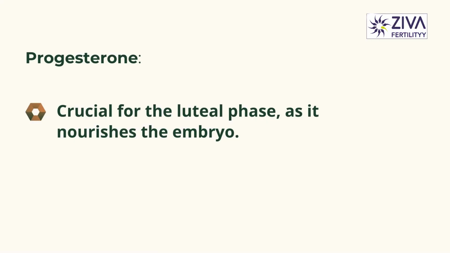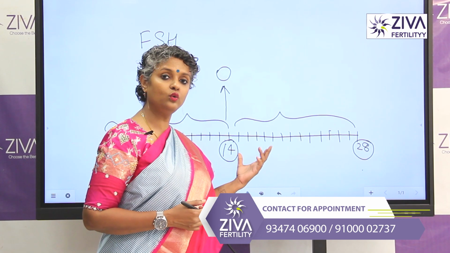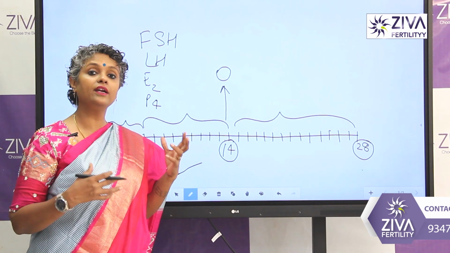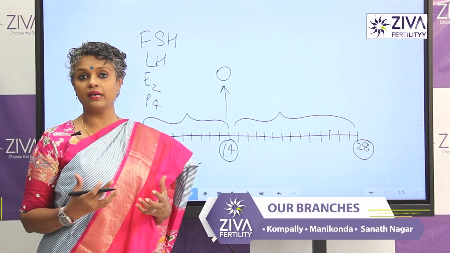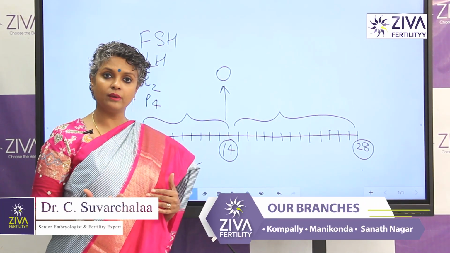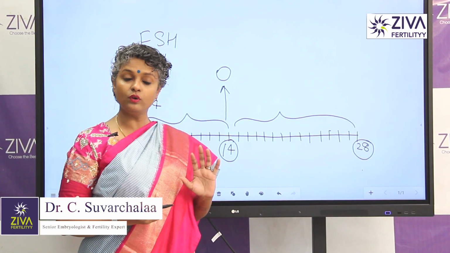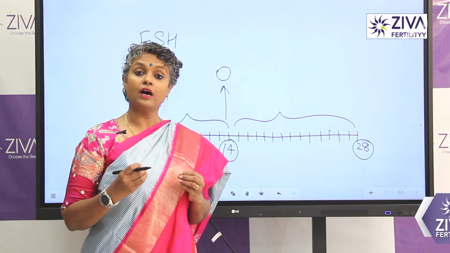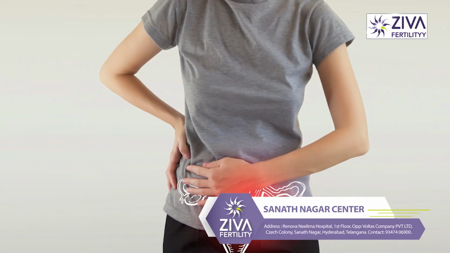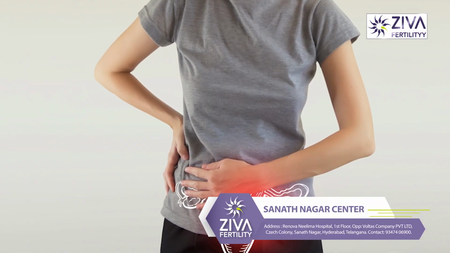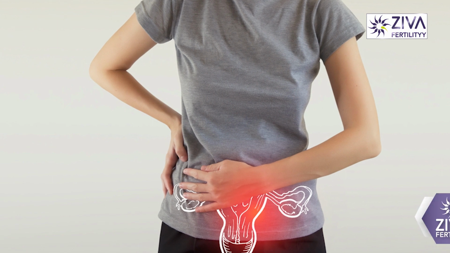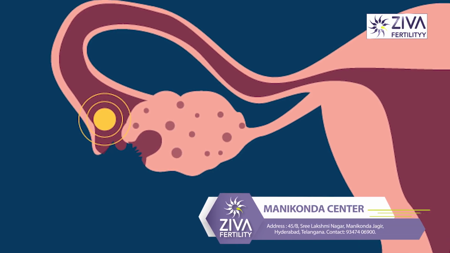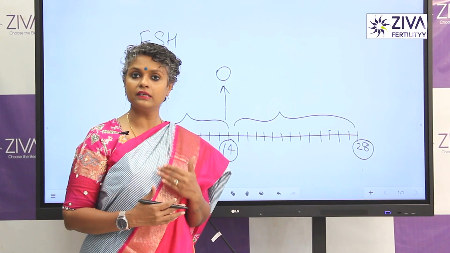Then P4, progesterone. Progesterone is very important for the later phase, the luteal phase. This is the phase where the endometrium needs good blood supply so that it can provide nutrition to the embryo, and that is when P4, or progesterone, plays a role. So these are very critical hormones, and they play a very important role in different phases of your menstrual cycle. If you understand this, it's very easy to tell where the cycle is going wrong.